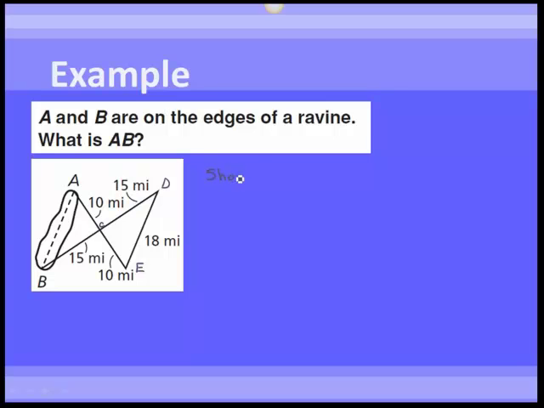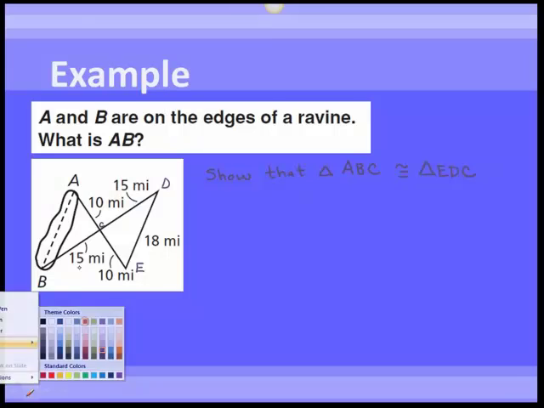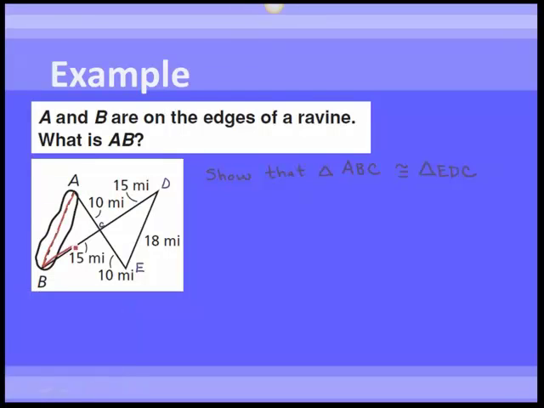So the first thing I want to do is show that triangle ABC is congruent to triangle. So let's see what would correspond with A. It would be E, and then D would correspond with B, and then C. First, I want to show that those two triangles are congruent. That would be this triangle here is congruent to this triangle here. Okay, so that's the first thing I want to do, is show that those two triangles are congruent.